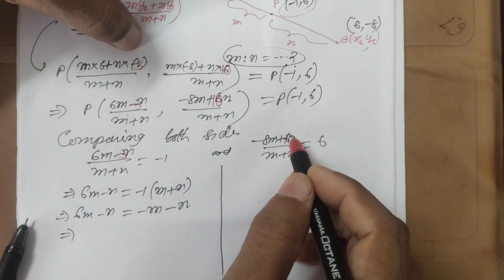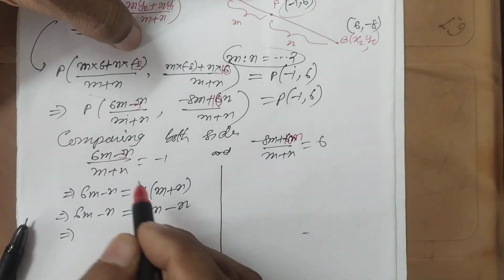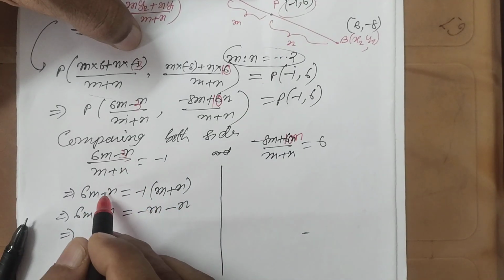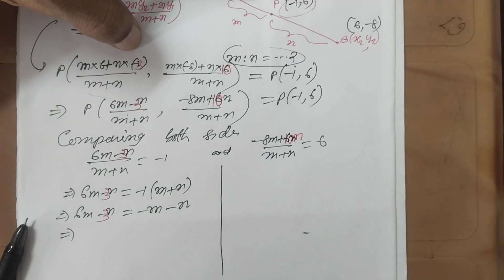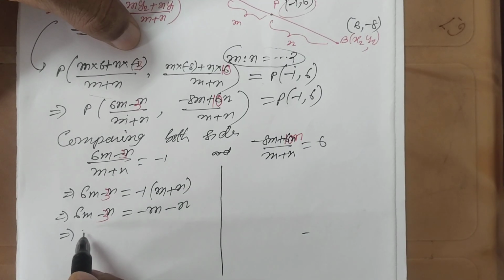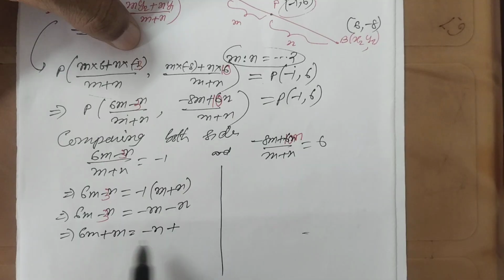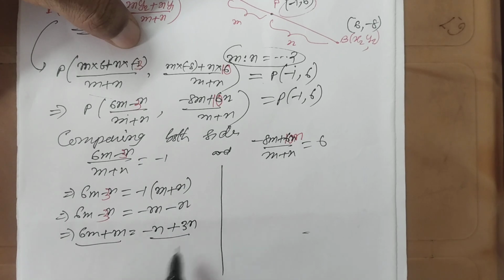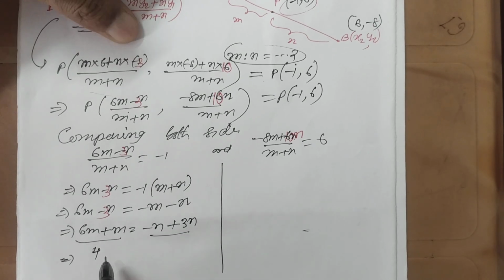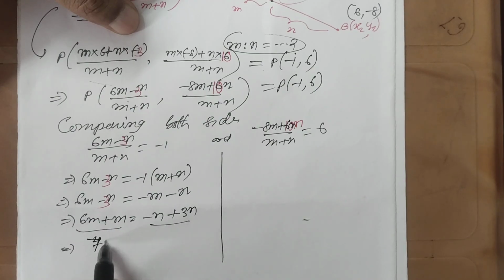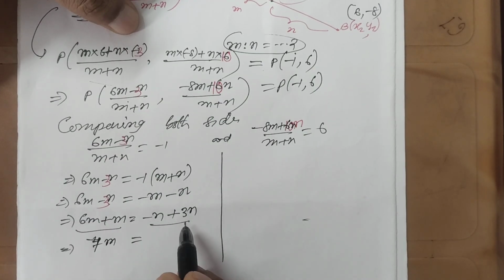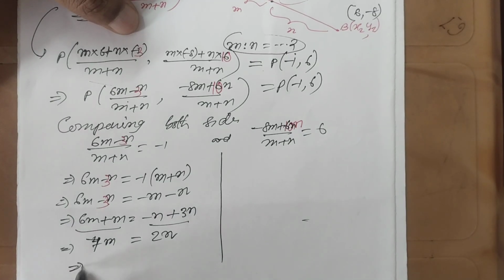This is 10n, and this is 3n. So it will be m one side. 6m minus m will become plus m equal to -n, and this -3n will become +3n. Similar terms on one side, m on one side, n on the other. So it is 6 plus 1, 7m is equal to 2n. 7m equal to 2n. If we cross multiply, m by n will be 2 by 7.